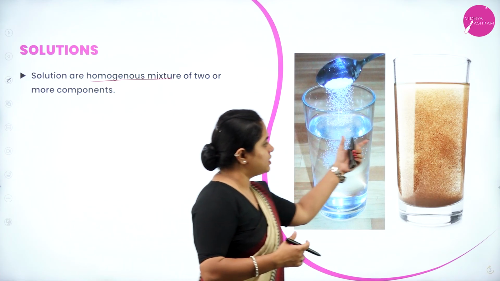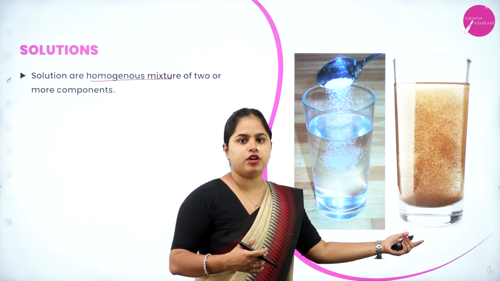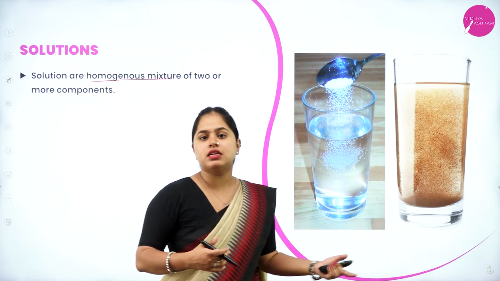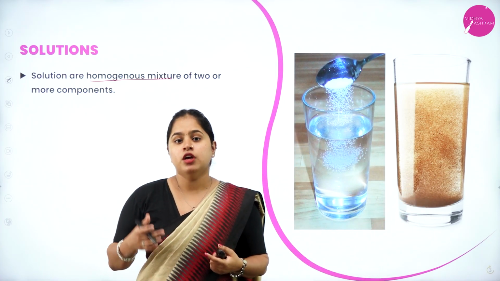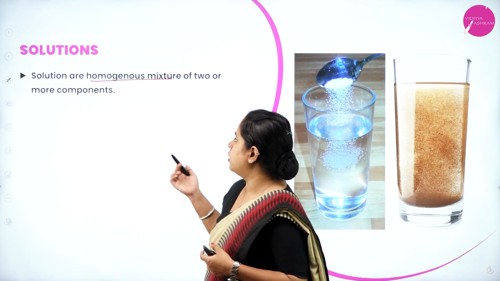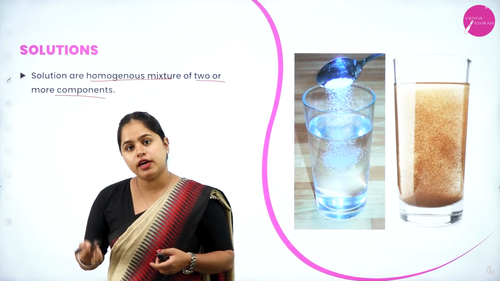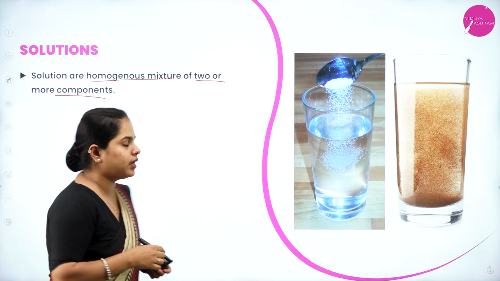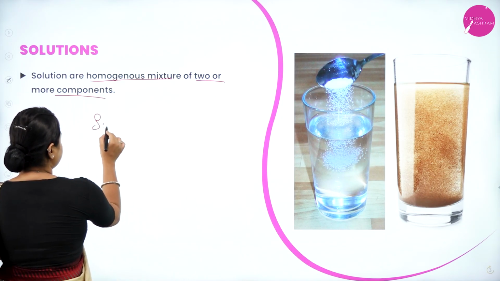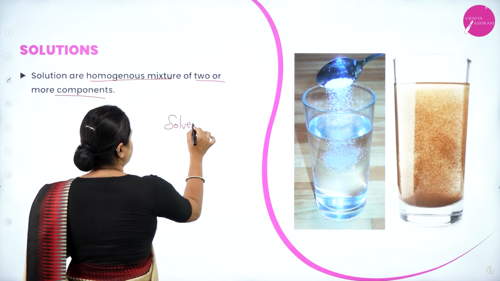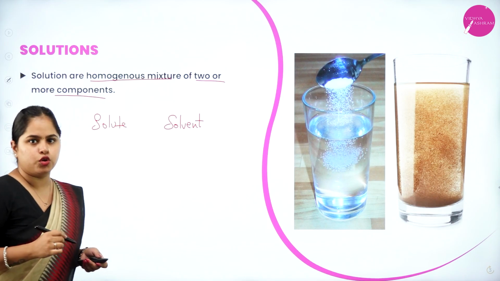And if you mix sand and water, what happens? After a while, the sand will settle towards the bottom of the glass. So that is an example of a heterogeneous mixture. So homogeneous mixtures are called solutions, which are made up of two or more components. You're already familiar with what these two components are, right? Those two components are solute and solvent.